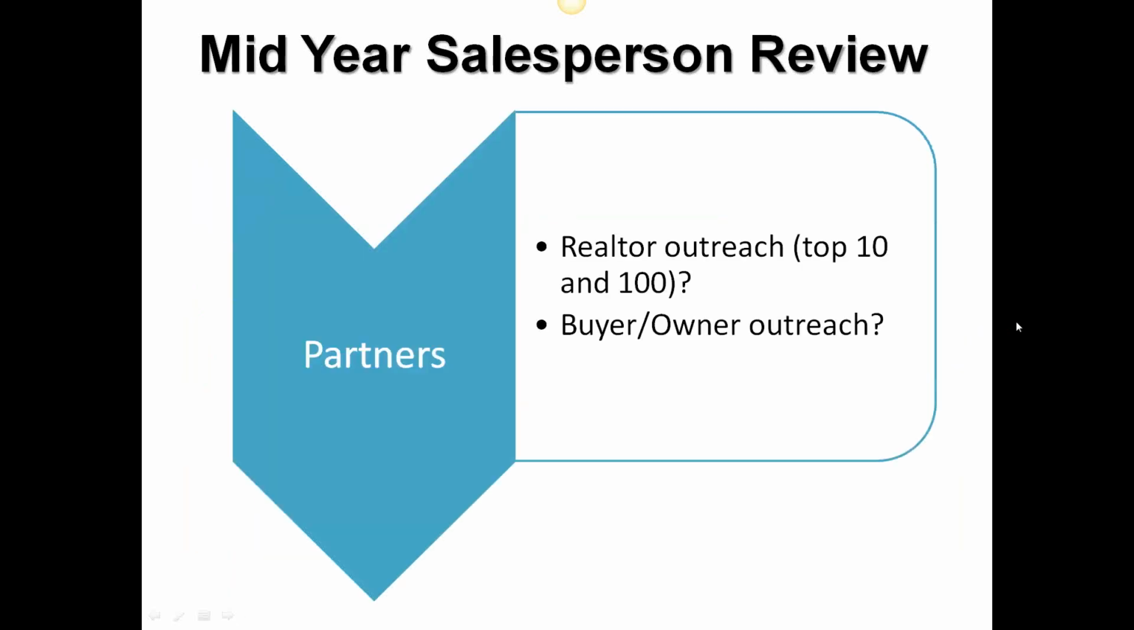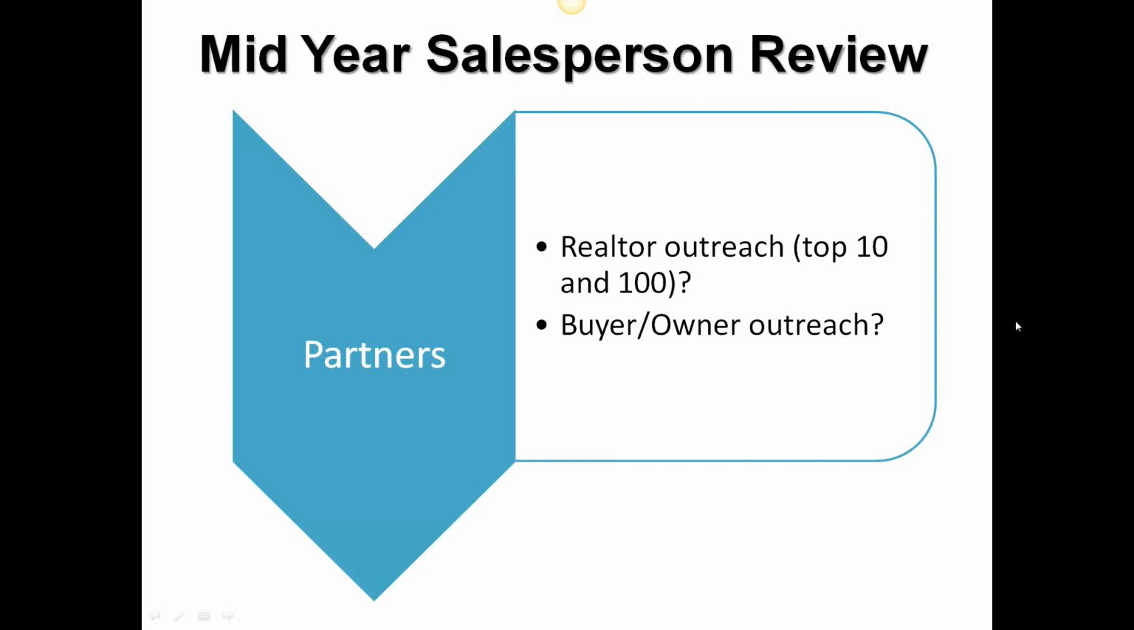Okay, and then finally, our last P is partners. Pretty simple. We've got 2 sets of partners here. One is realtors. The other one is our buyers and our owners. So from an outreach perspective, for realtors, there's a top 10 and a top 100 list. Each salesperson should have monthly contact with their top 10, which usually results in talking to 1 or 2 of their top 10 each month.